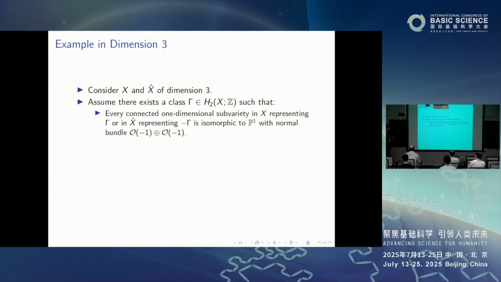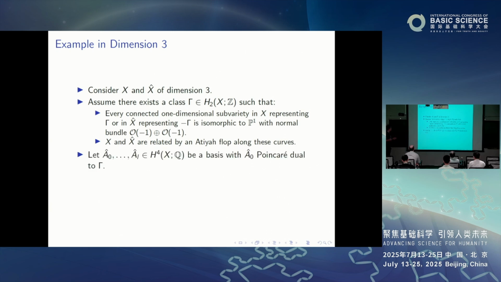Okay. So I'll explain what goes on in an example. Let's assume we're in dimension 3, and we have some class gamma in H2. And let's assume that every subvariety representing gamma is isomorphic to P1 with this normal bundle. So I can do this Atiyah flop, basically. And in X hat, it represents minus gamma. Okay? And they're related by an Atiyah flop along these curves. So basically, I just have a bunch of P1s, and I Atiyah flop along them, and I get a birational morphism, and there are some assumptions.